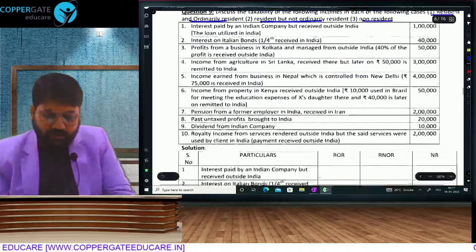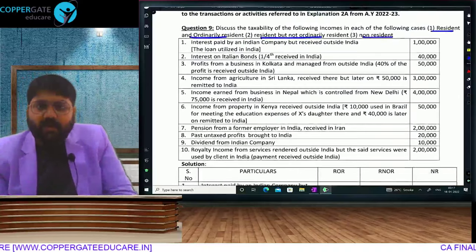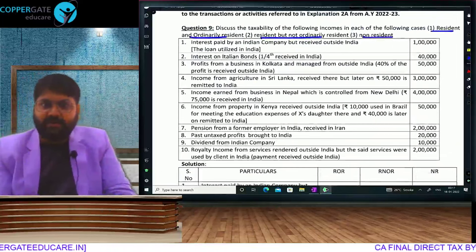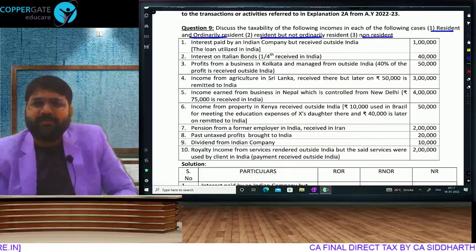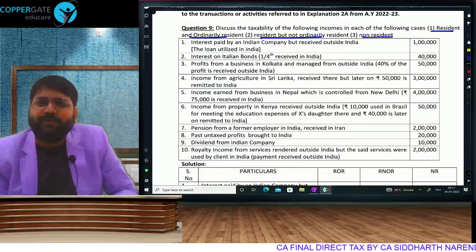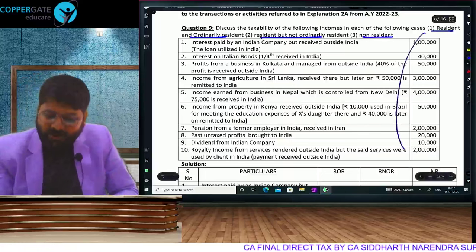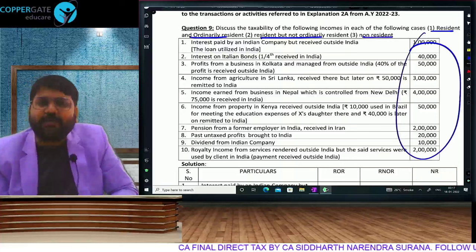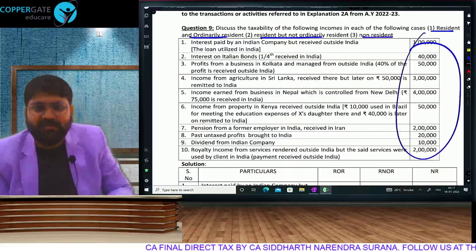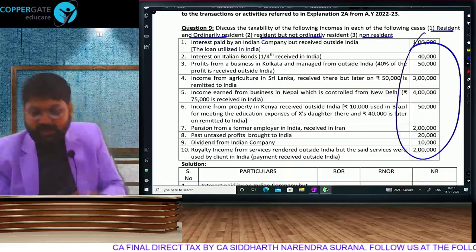Okay. So, let's see. What do we have? Can I say we will go income by income and decide what is the treatment for ROR, RNOR and non-resident? In that, I'll tell you one thing. If you are doing the ROR column, you don't even need to use your brain. In ROR column, you can actually write the incomes directly. Because for ROR, what is going to be taxable? Everything is going to be taxable. Correct?